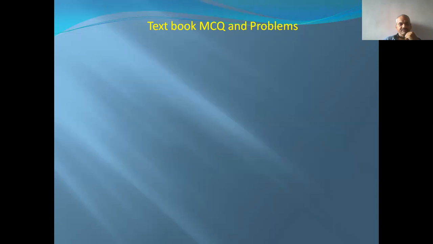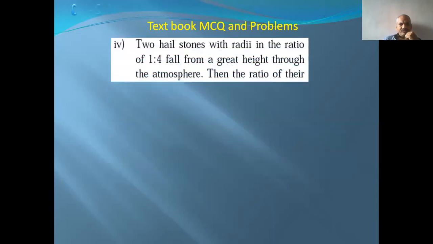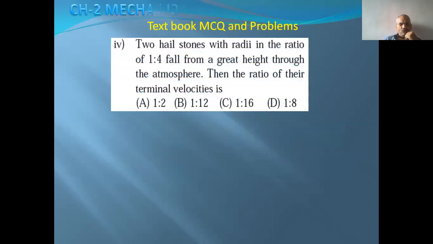Now the next MCQ, fourth number. Two hailstones with radii in the ratio of 1:4 fall from a great height through the atmosphere. Here two stones fall in a medium of atmosphere, means the atmosphere is the viscous medium in which the two stones fall from the great height.